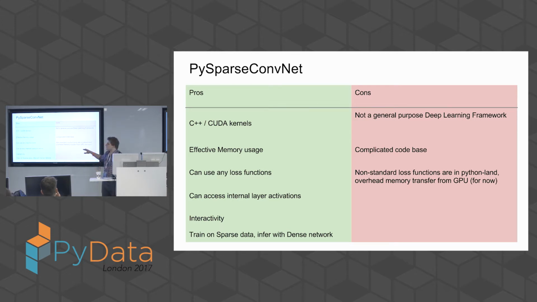Also, because of implementation details, we can use special Python loss functions and whatnot, but it requires you to translate all of the information from GPU to CPU, and it creates a lot of overhead, which you want to avoid if you can.